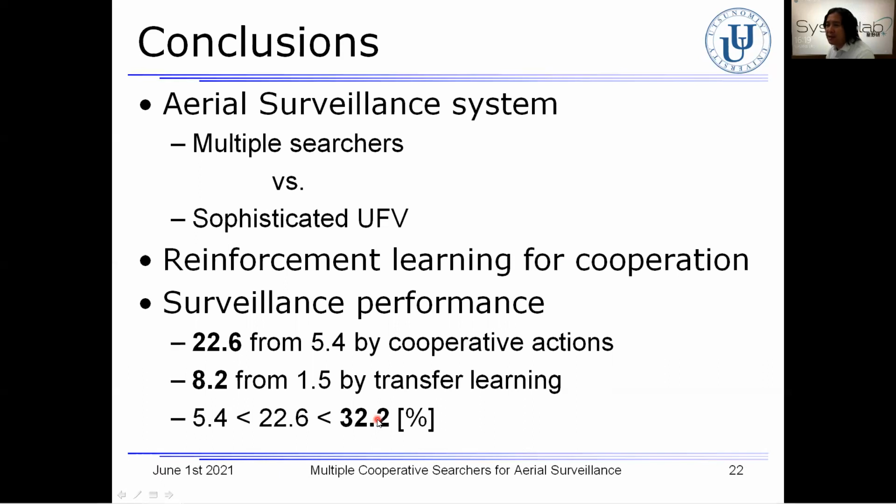Okay, from the results, the effectiveness of the cooperative actions by the multiple searchers for the UFBs in this area surveillance system was finally shown.